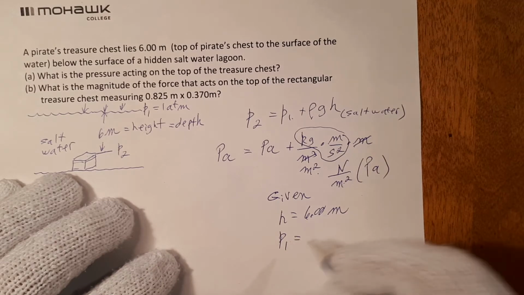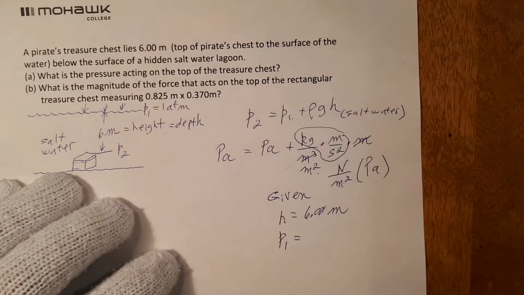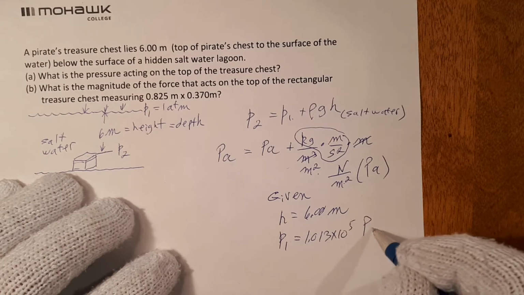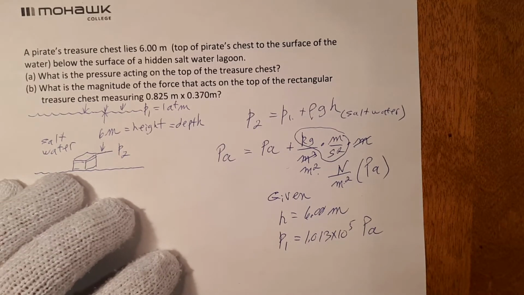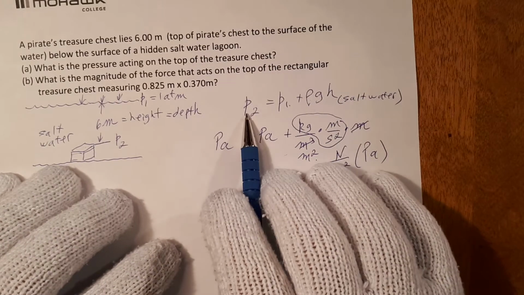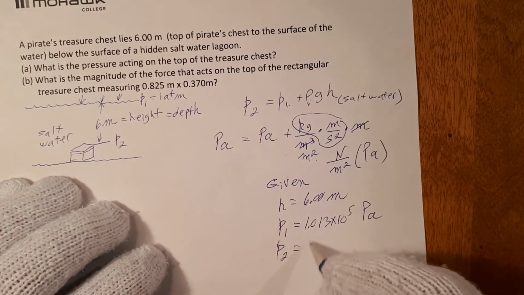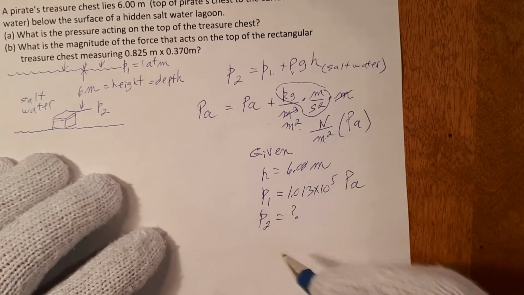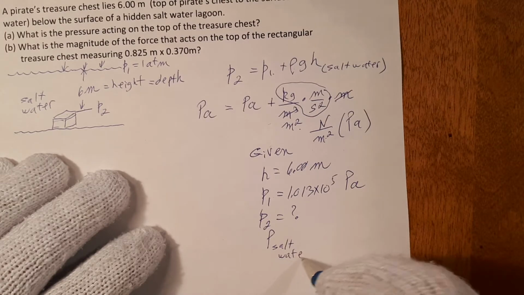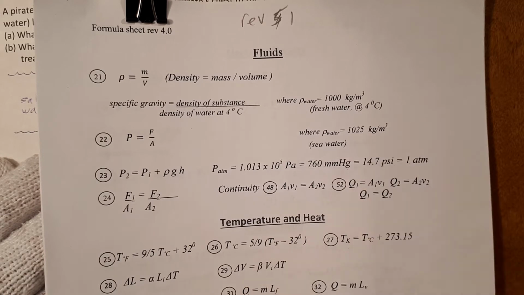Pressure at 1 is equal to 1.013 times 10 to the power of 5, and the unit is pascals. We want to find pressure at 2 at this depth. What is the pressure at the surface of that treasure chest? Pressure at 2 is, well, we don't know. Density, this is the density of the salt water, and we go back. It's 1025 kilograms per cubic meter.